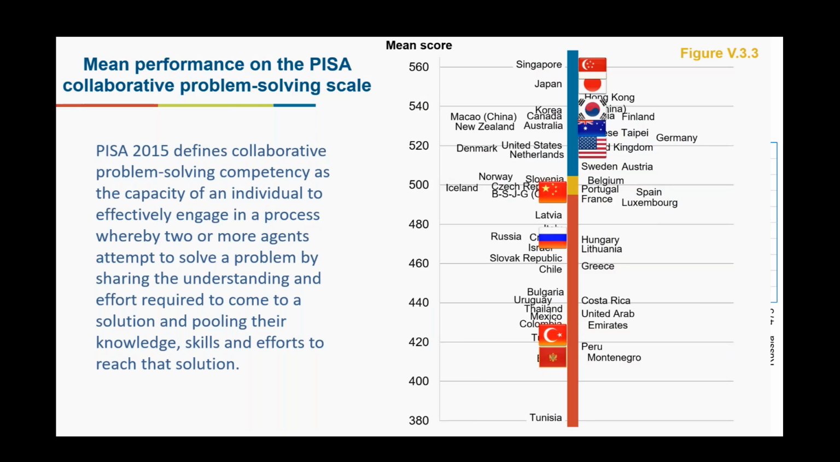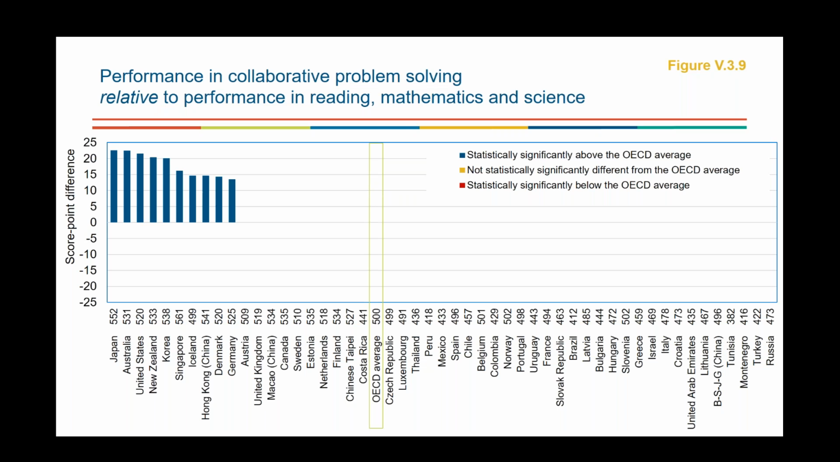Here's a more systematic view of looking at this. You can see the blue bars going up, telling you that performance in collaborative problem solving is relatively stronger compared with country performance in reading, math, and science. Now you can see again, Japan, Australia, and the United States are countries that did better in collaborative problem solving than what you would predict from their performance in reading, math, and science.